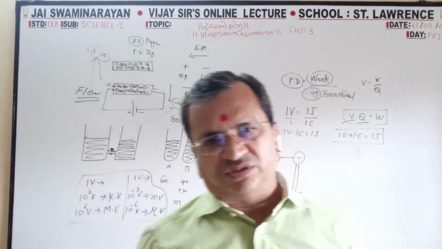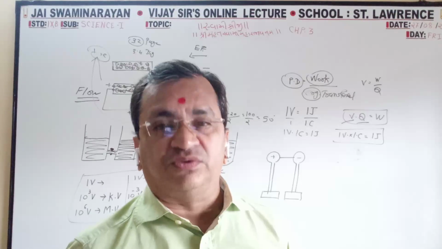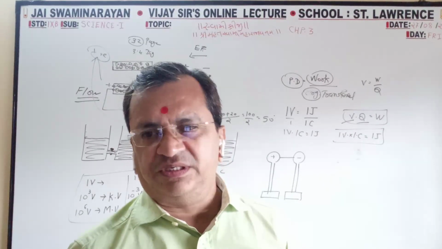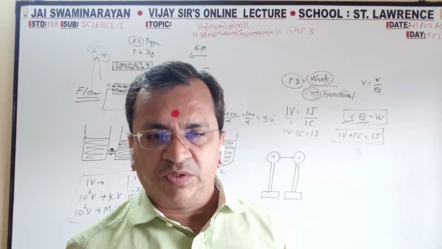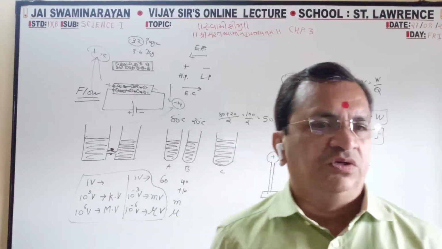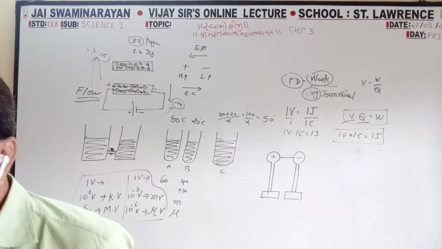The last two points. Flow of electrons, negative to positive. Flow of electric current, always positive to negative. Follow?